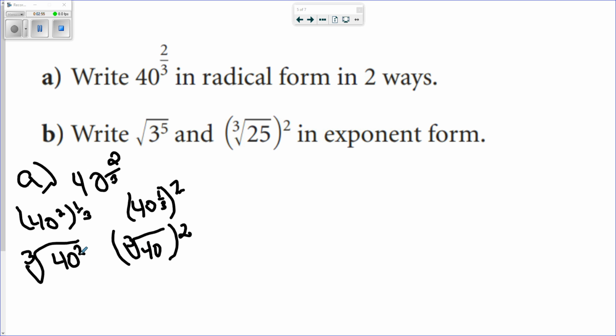So you notice the squared is in a slightly different spot in each one. That will not change the answer in any way, shape, or form. So if you grabbed a calculator and you calculated both of these, you should get the same answer.